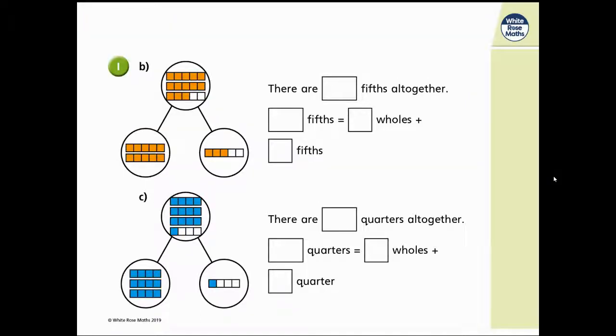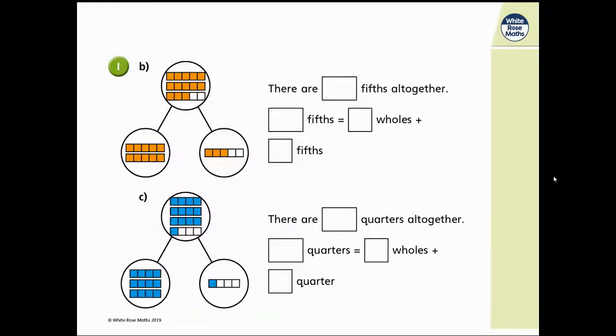Right, on this one, we can see we've got less information this time. It doesn't tell us how many fifths there are altogether, so we need to try and work these out. We can count if you want to. You can just count each block, or you can say, I can see there are 2 wholes, so that'd be 10 fifths, and we've got 3. So basically it's 13 fifths. So 13 fifths equals 2 wholes and 3 fifths. And again, it shows it nice and clearly in there.